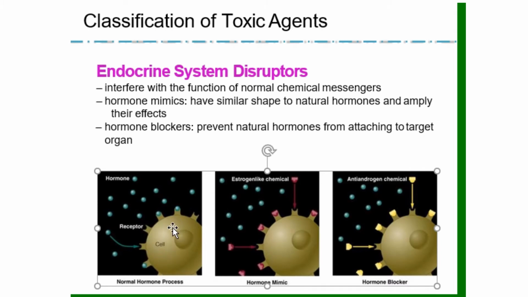Let's say this is the target cell, and in order for our body to function naturally, our nervous system will send a signal to the endocrine system to produce hormone and deliver it to a target cell. So let's say this is the target cell in our body. This is the hormone. And at the surface of our cell, there are some.